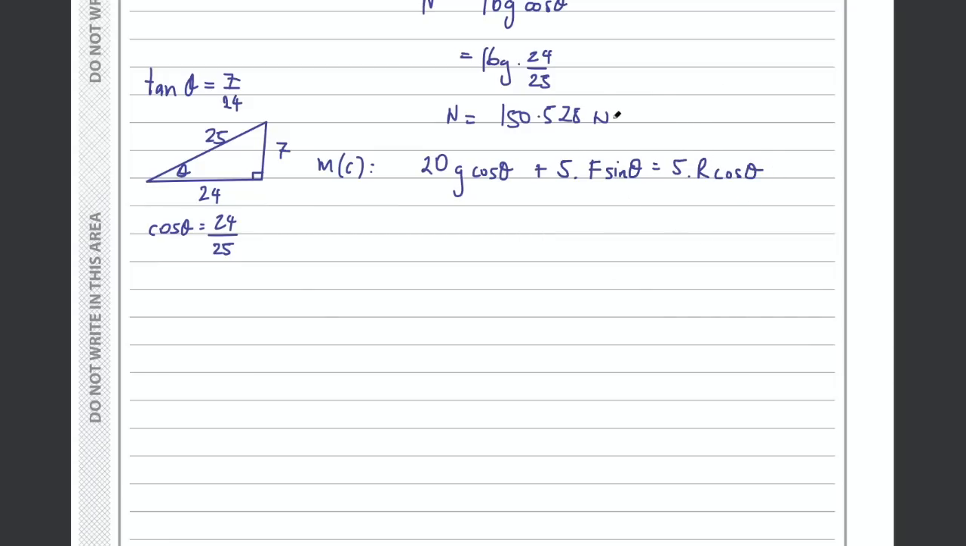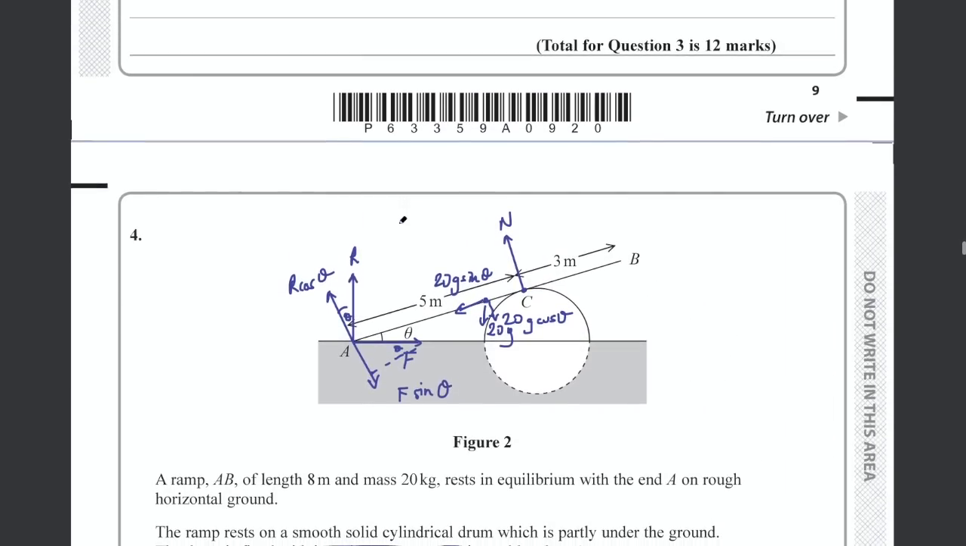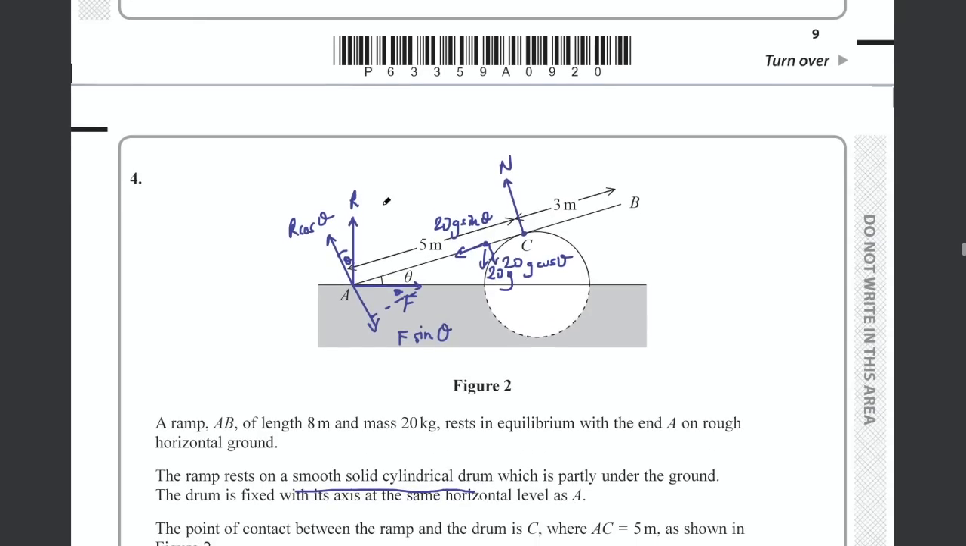Okay, we can simplify this, but you might notice we have two variables, so we're not actually going to be able to solve this for F or R, but let's simplify a little bit. We can divide through by 5, we would get 4g cosine theta plus F sine theta equal to R cosine theta. And I'm just going to leave that there for a moment. Now, if you take any more moments, if you take moments around B or even moments around the center of mass, it's not going to help you because you're still going to have these two variables. So what we need to do now is to solve for one of those by resolving either vertically or horizontally.